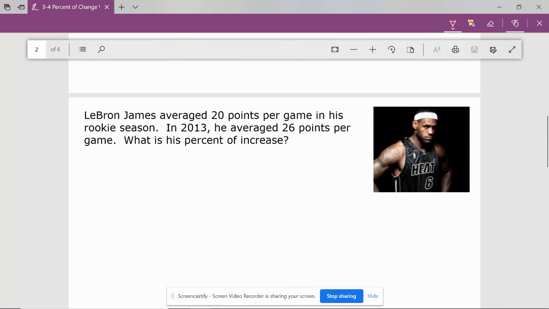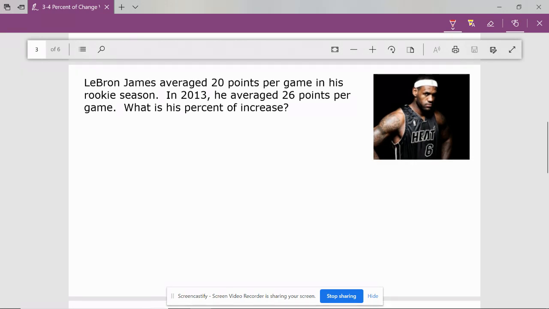So let's go to our first problem and plug this in so you can see how this works. This one's for you, Matthew Vamerlin. LeBron James averaged 20 points per game in his rookie season. In 2013, he averaged 26 points per game. What is the percent of increase? So our percent is what we're looking for, so that's our variable, and that's going to go over 100. That's going to be equal to the difference between what he averaged his rookie year and what he averaged in 2013.